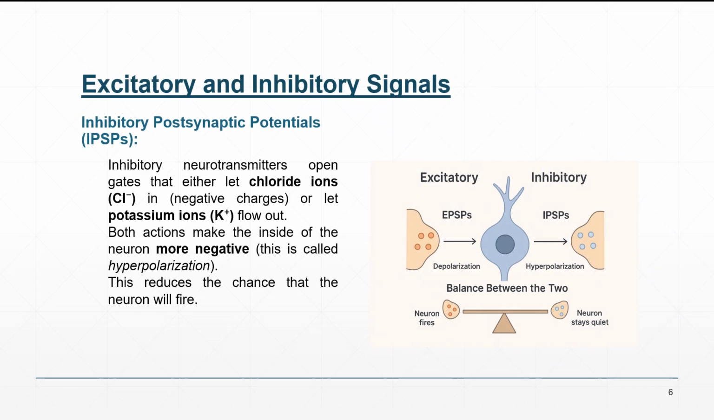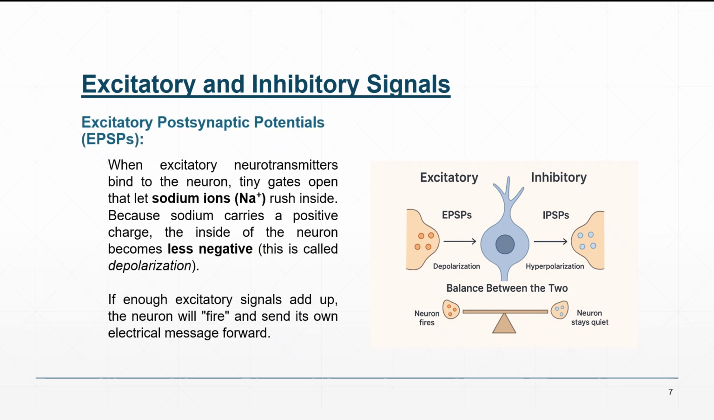Let's understand what inhibitory postsynaptic potentials, IPSPs, are. Inhibitory neurotransmitters open gates that either let chloride ions in, negative charges, or let potassium ions flow out. Both actions make the inside of the neuron more negative. This is called hyperpolarization. This reduces the chance that the neuron will fire.